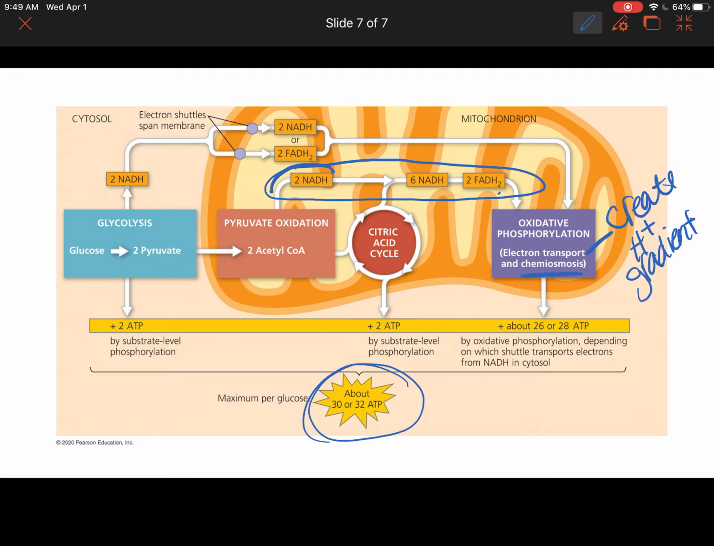Chemiosmosis is another word that you're going to see when we're talking about aerobic respiration. I don't tend to use it a whole lot, but chemiosmosis is referring to the process of using the energy in the gradient to generate ATP. Okay?